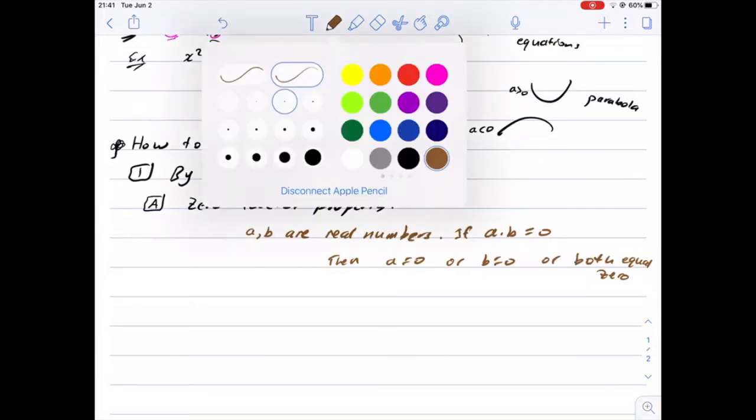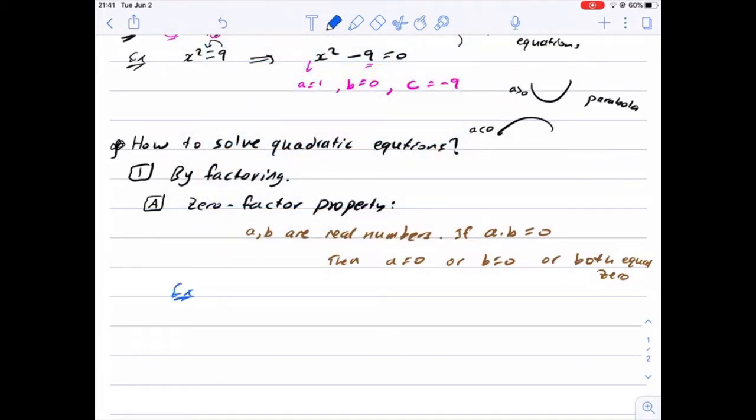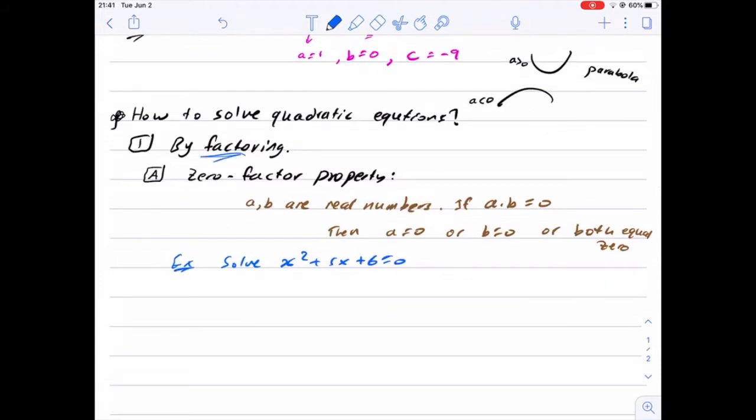Let's take an example. For example, if we want to solve x squared plus 5x plus 6 equals 0. This is a quadratic equation. We want to solve it by factoring. Now we factor the left-hand side. So we write x and x, because x times x is x squared. And then we find two numbers where the sum is the middle number, 5, and the product is the constant term, 6. The two numbers are 2 and 3, and the sign is positive. 2 times 3 is 6. 2 plus 3 is 5.